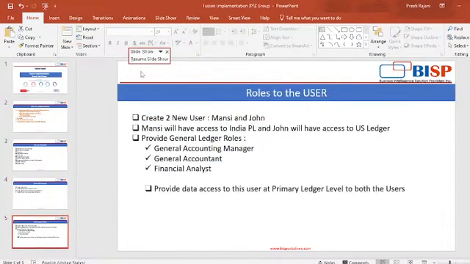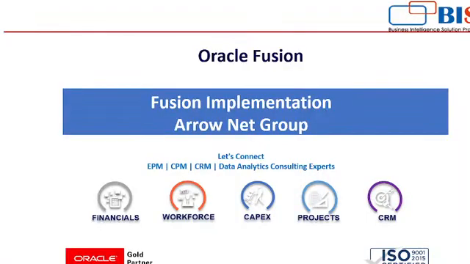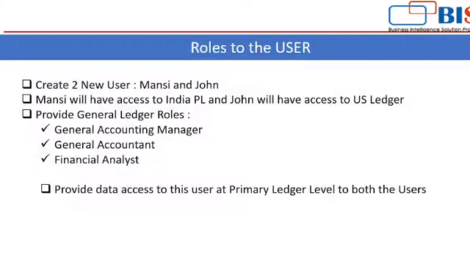You can see here on my screen that these are the steps that you have to follow. You have to create 2 new users, that is Mansi and John. Mansi will have access to Indian primary ledger and John will have access to US primary ledger. And then we have to provide general ledger roles, that is general accounting manager, general accountant, financial analyst. So let me explain why we provide these roles.